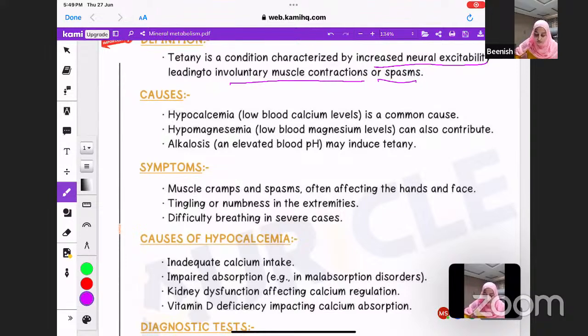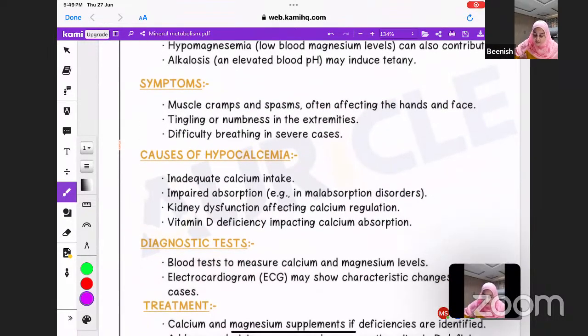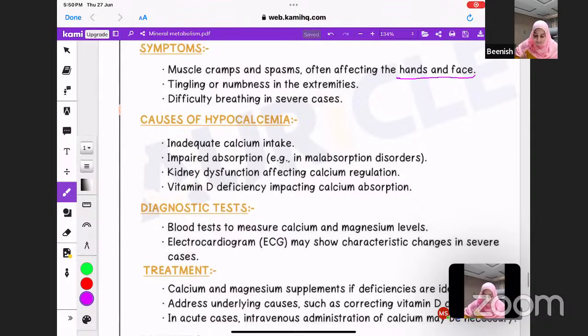This is the most common cause. Then hypomagnesemia, that is low magnesium levels, can also contribute to tetany. And alkalosis, that is elevated blood pH, also induces tetany. Symptoms include muscle cramps and spasms, often affecting the hands and face. There's tingling or numbness in the extremities. There's difficulty in breathing in severe cases.